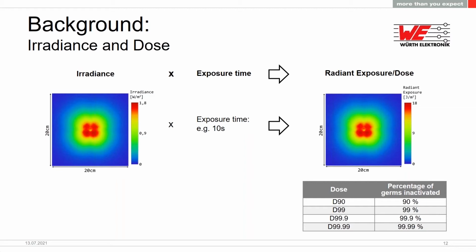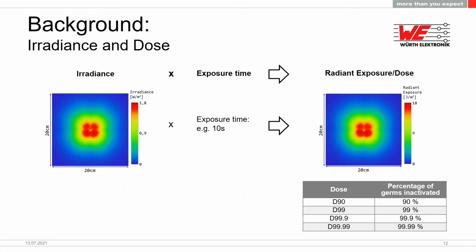Now, if you want to disinfect a certain germ, bacterium, or virus, the value that can be found in publications is typically the D90 dose. So the D90 dose gives you a radiant exposure in joules per square meter that you need to achieve. And after you achieve this amount of radiant exposure, you get a certain percentage of germ inactivation. So for example, you want 90% of your germs inactivated. Then you have to apply the D90 dose to your surface.